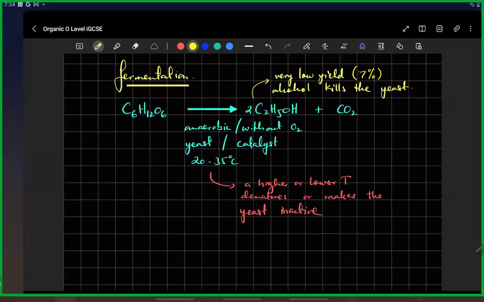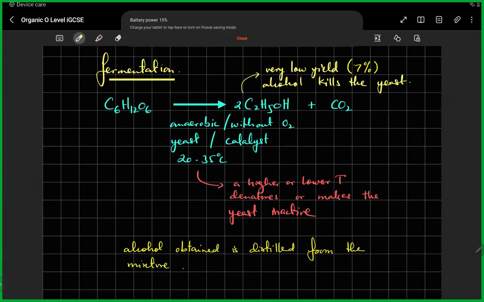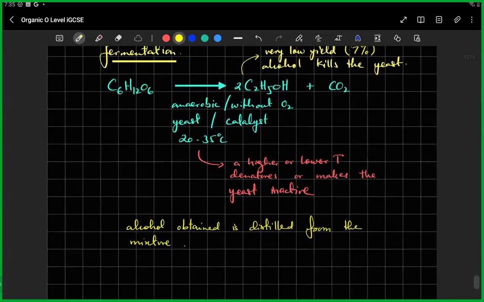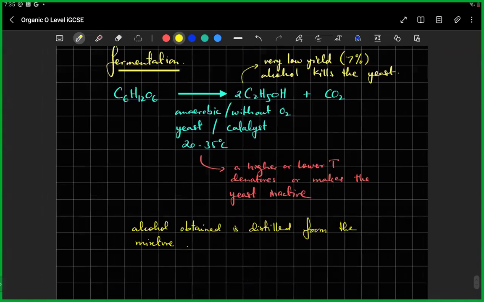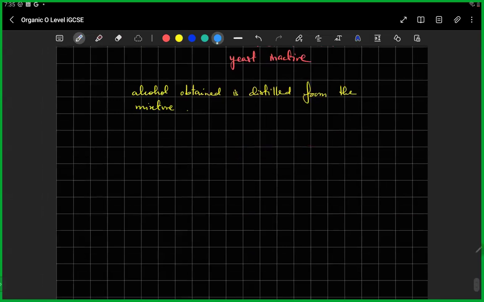The alcohol obtained is distilled. It's distilled from the mixture, so they remove it. Okay, the alcohol. So that's what fermentation is, and I guess that's about it. There will be more detail on it later. That's it. Next thing is that there's a thing called oxidation of alcohols.